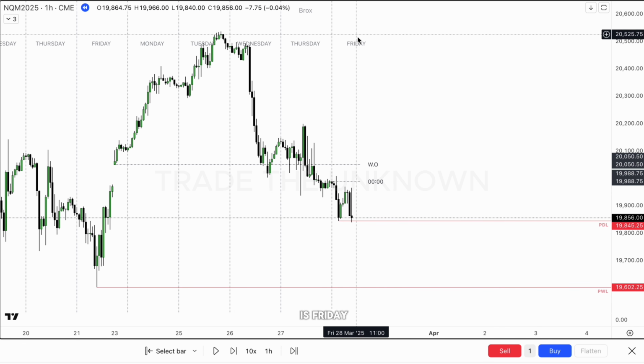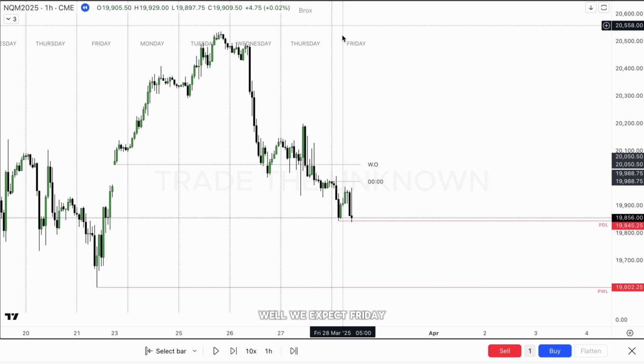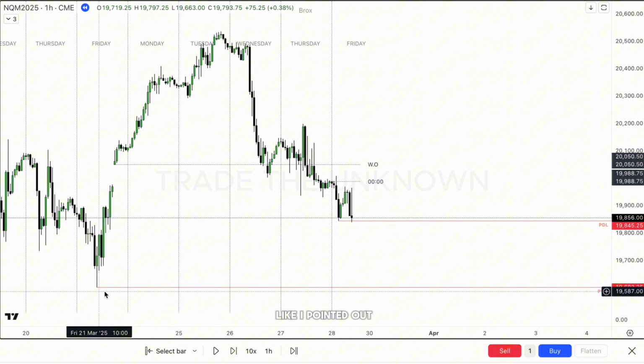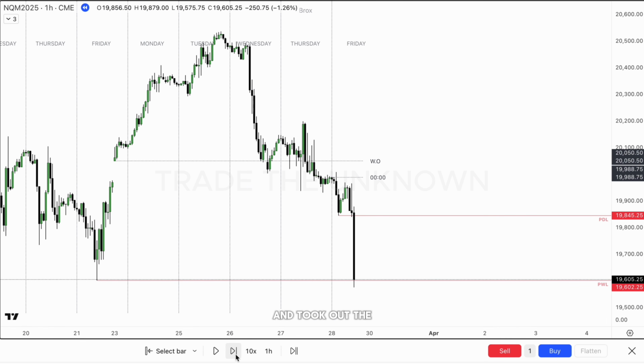As we know, this is Friday. So what do we expect Friday to do? Well, we expect Friday to deliver to the final weekly objective, which in this case, like I pointed out, is this low. Price then continued straight down and took out the previous weekly low in one candle. Beautiful expansions and a lot of opportunities inside of this one candle right here on the lower time frames. And yeah, it's just really beautiful to see.